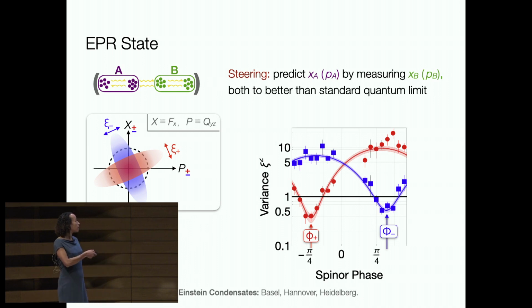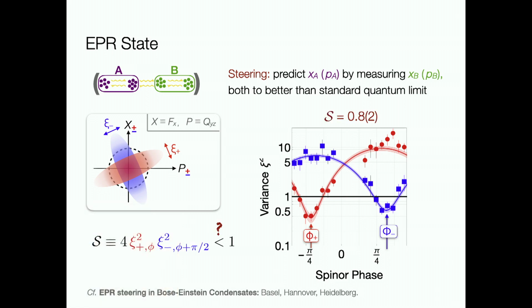One of the neat features of this state is that ensemble B can be used to predict either x or p in ensemble A to better than the standard quantum limit. This is a condition known as steering, which is even stronger than entanglement. We're starting to look for this, and one criterion is that the product of uncertainties in these two quadratures times 4 is less than 1.